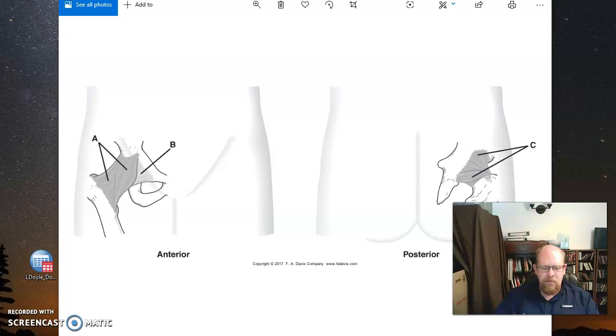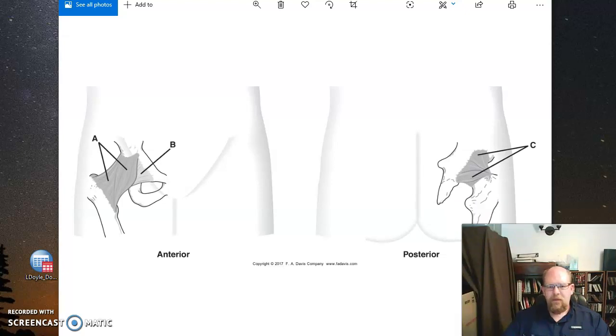B is the pubofemoral ligament, and its function is to limit hyperextension of the hip. If we look at the letter C, that is the ischiofemoral ligament, and its function is to limit hyperextension and medial rotation. A little bit of an odd ligament.